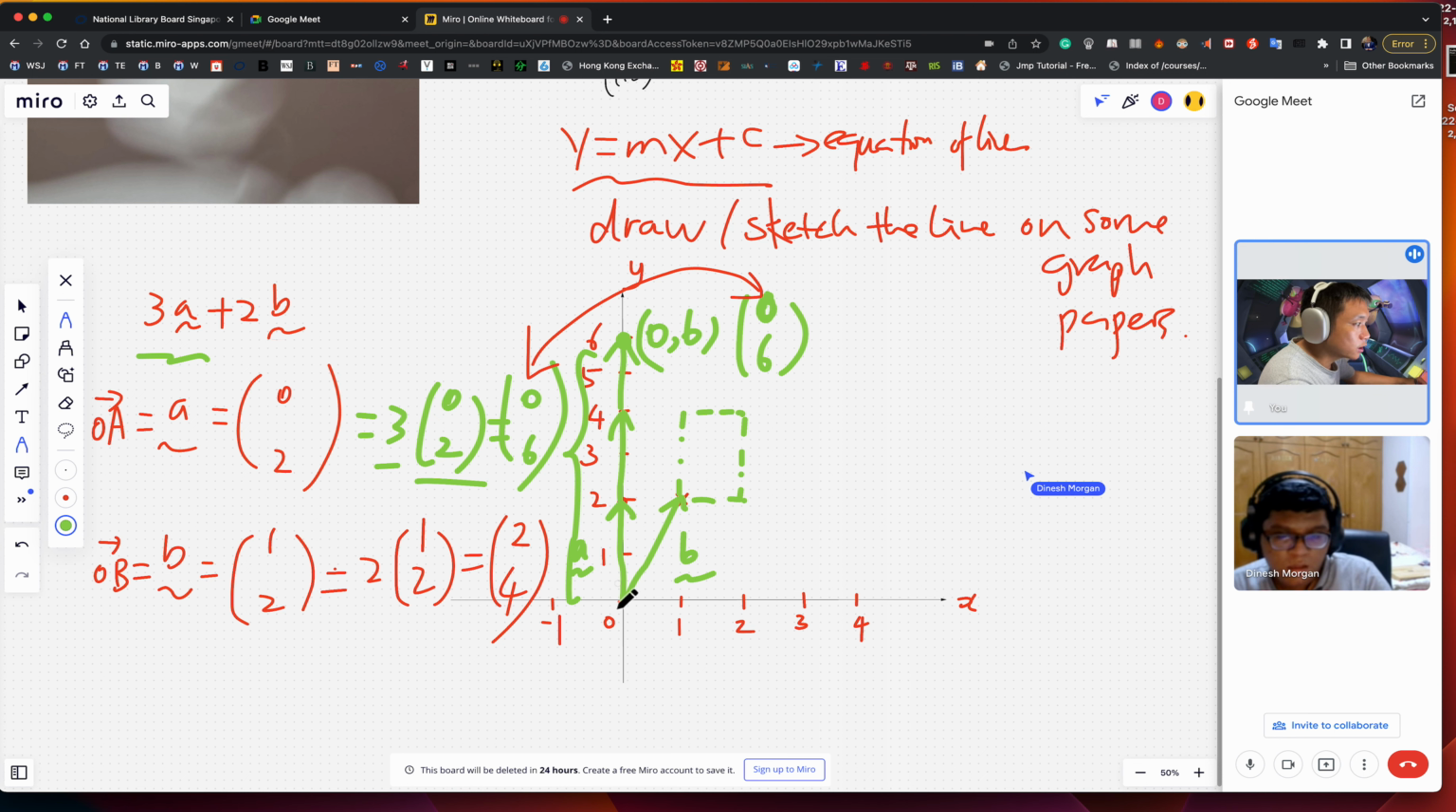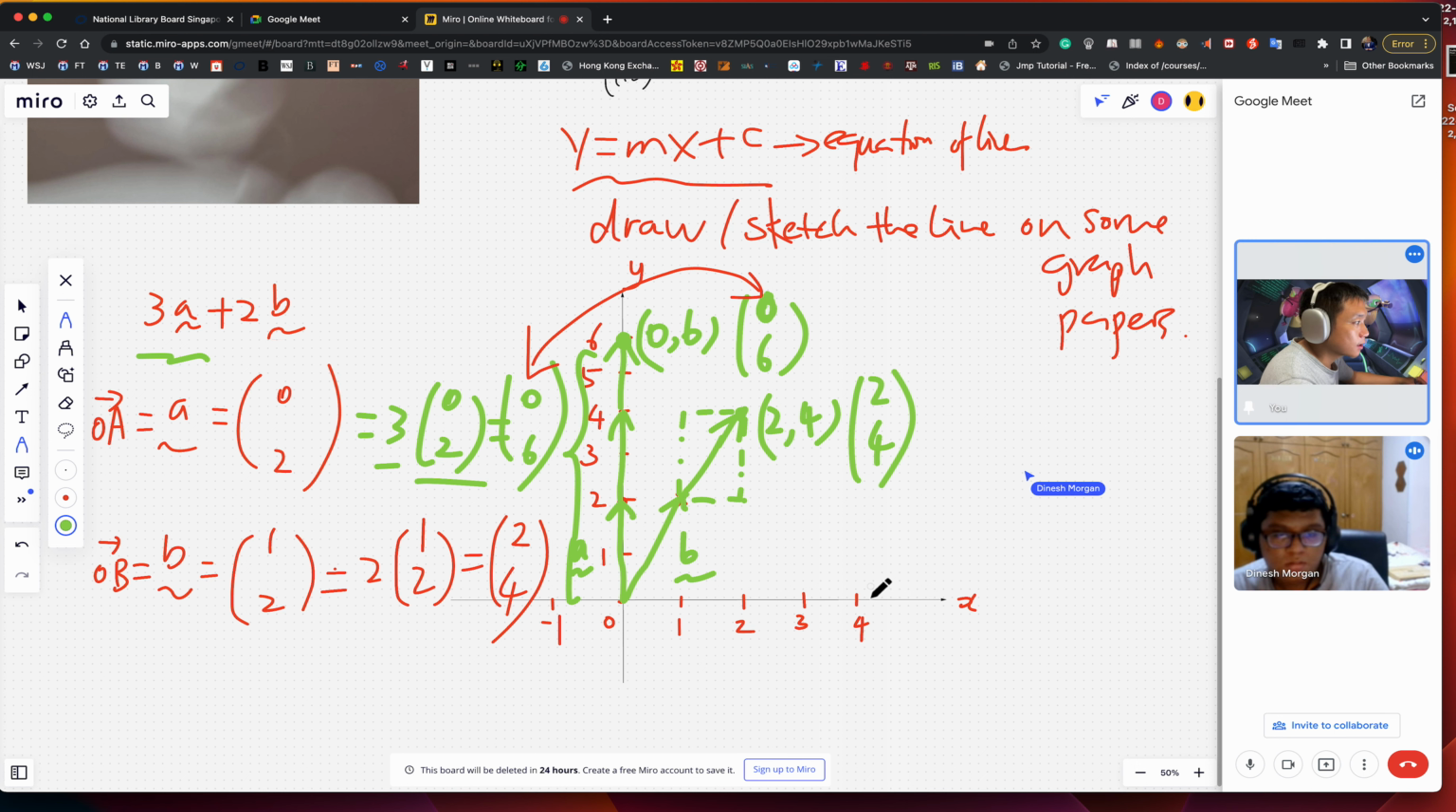So this is 1 unit, and then 2 units up, right? So it's 1 unit to the right, 2 units up. So you'll be here, right? Okay. So this point is your (2, 4) coordinate format, then as a column vector, 2, 4.